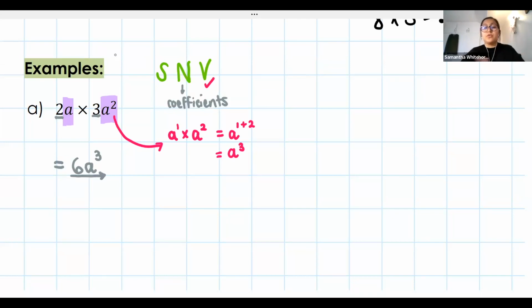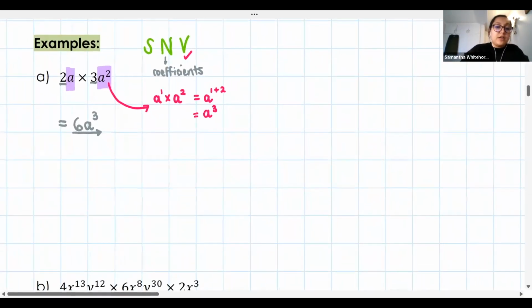And this is all through using SNV. This is through using just our knowledge of how to multiply numbers, as well as our application of our exponent laws. So here, because we were multiplying, we had to apply law 1. And we just had to remember our signs, numbers, and variables for multiplication.